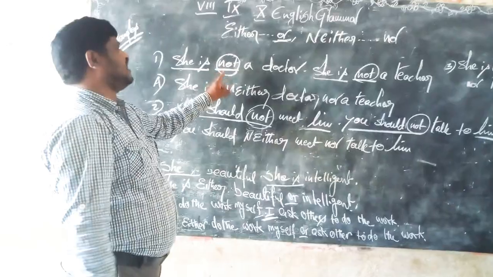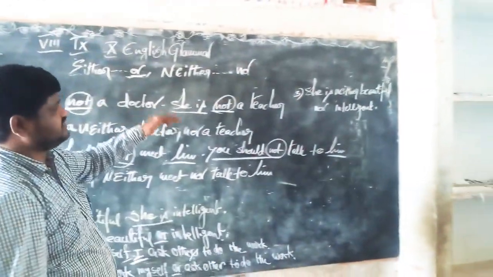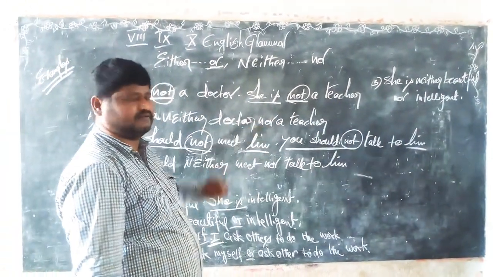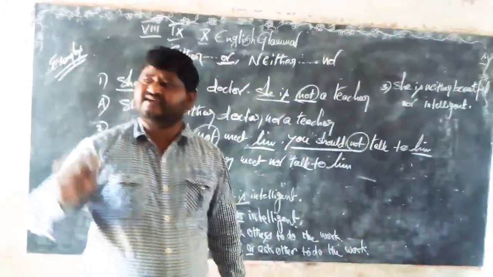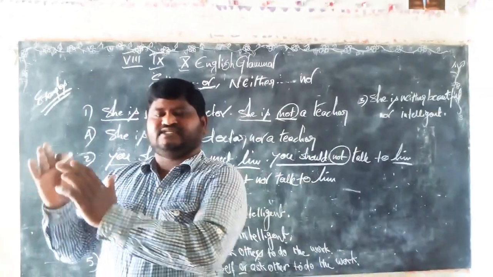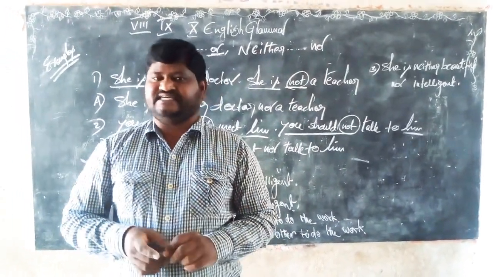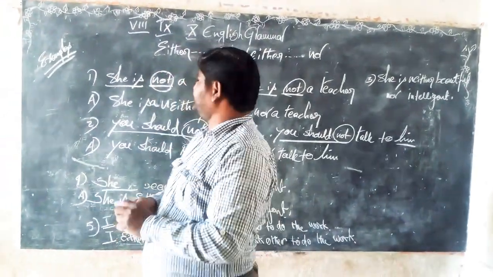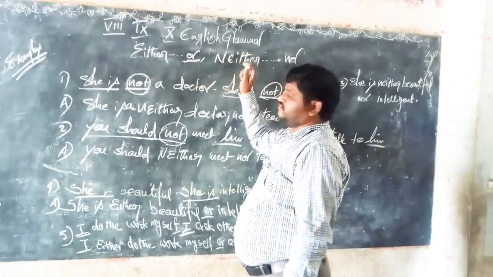For neither nor, in the not place in the first sentence you should mention neither, and in the second sentence remove the not and mention nor in that place. This is very easy to understand, neither nor or either or. Either or gives a positive sentence, and neither nor gives a negative sentence. We call these the correlative conjunctions. Friends, it was very easy to understand either or, neither nor.